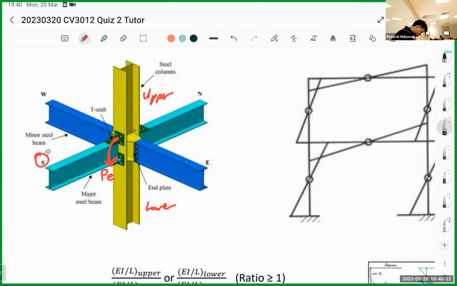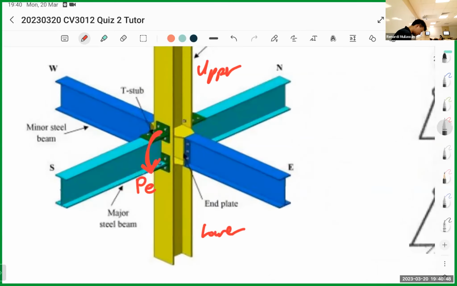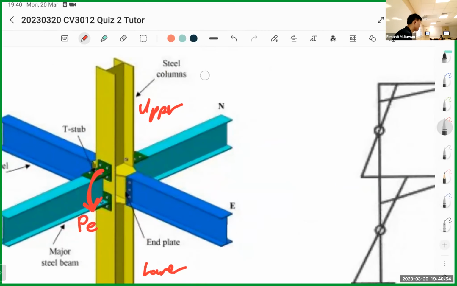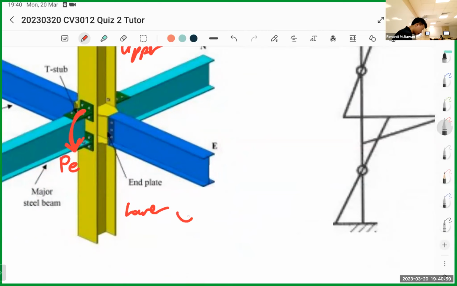So this moment will be carried by the upper column and the lower column. It's not one column resisting, it's two columns resisting. So you have a moment, and it's resisted by two columns, the upper one and the lower one. So actually, it's divided. You can divide how much moment the upper column takes and how much the lower column takes. Let's say this is PE. The upper column will take M1. The lower column will take M2.